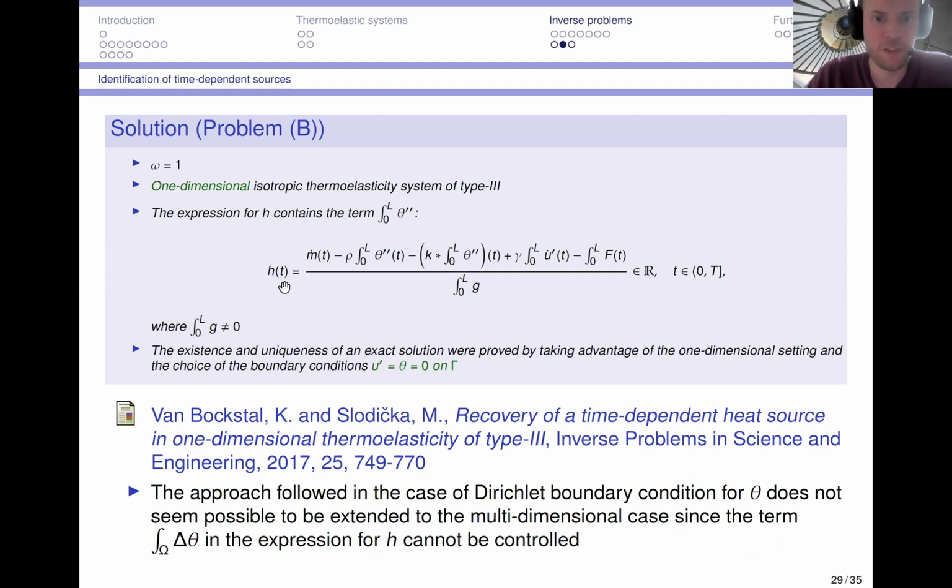the temperature source. Taking advantage of the one-dimensional setting and also of the boundary conditions, we considered that theta is 0 on the boundary and the derivative of u is 0 on the boundary. Then we could show the existence and uniqueness of an exact solution to the problem, in the case of exact theta. This is published in Inverse Problems in Science and Engineering. But this approach seems not possible to extend to general dimension, because then you need to keep the integral over the domain of the Laplace operator of theta under control.